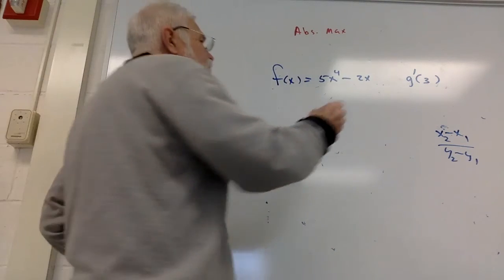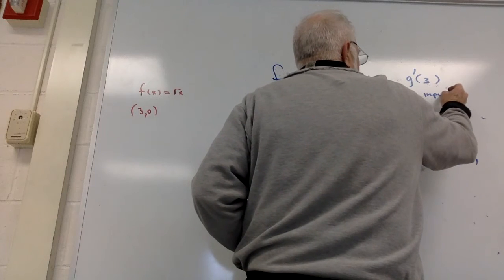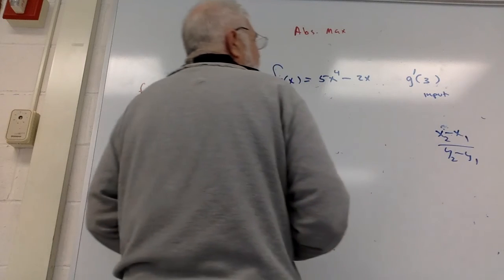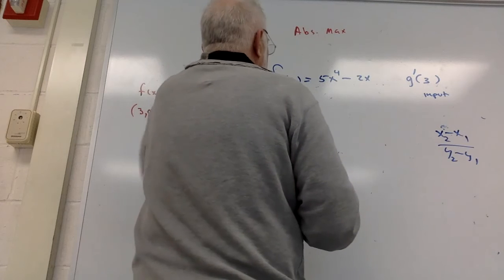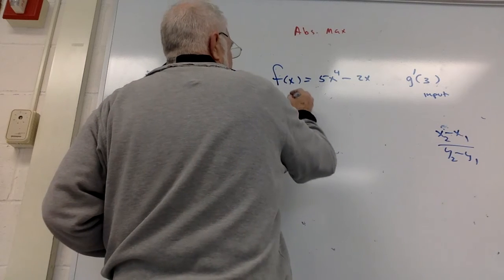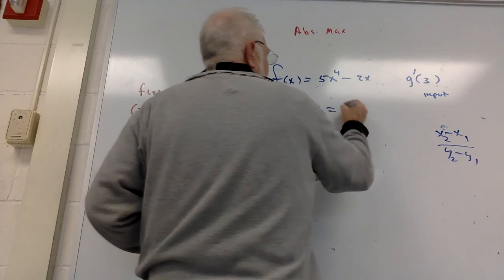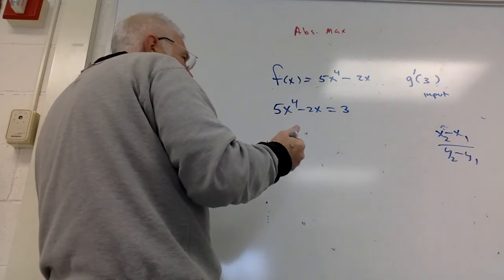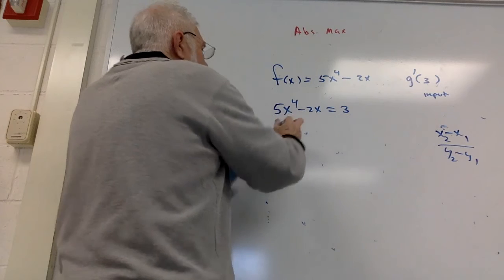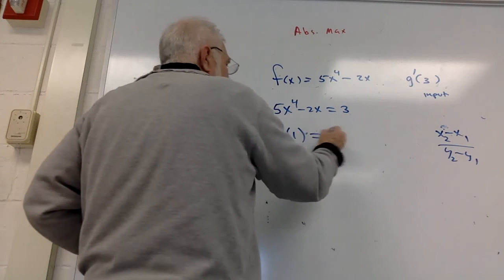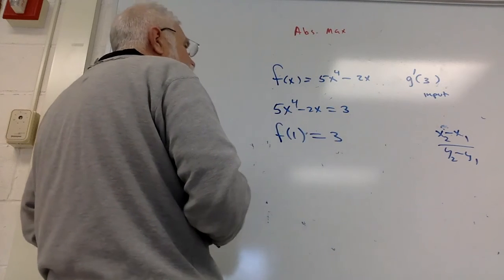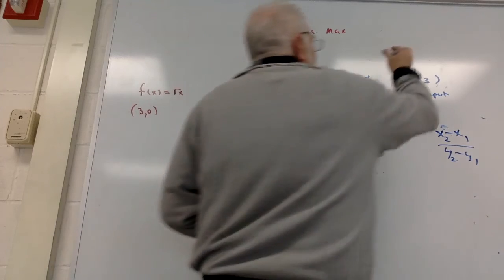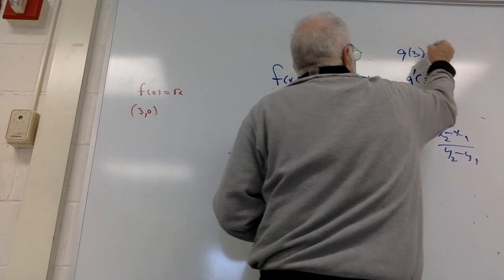Okay? So this is the input. This is an input on this side. What's the inverse of an input on the other side? An output. So the first thing you want to do is to set this function equal to that input value for g. And then you look at it and you say, hey, does 0 work? Does 1 work? Oh, yes, I can see that f of 1 gets me 3. That's good. So now I know f of 1 gets me 3. That means over here, g of 3 gets me 1.